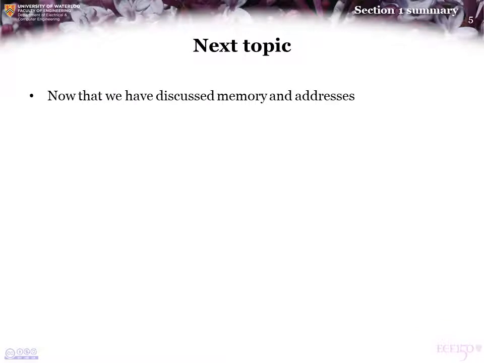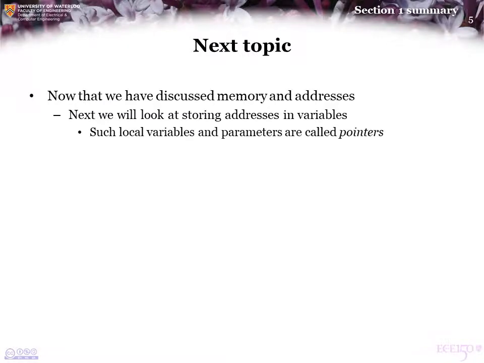Now that we have discussed memory and addresses, we're going to use this a little bit more in the next topic. We're going to be looking at storing addresses in variables. Any local variables or parameters that store addresses are simply called pointers, and we will see how we can use pointers. Specifically, we will use addresses and pointers in the dynamic allocation of memory.